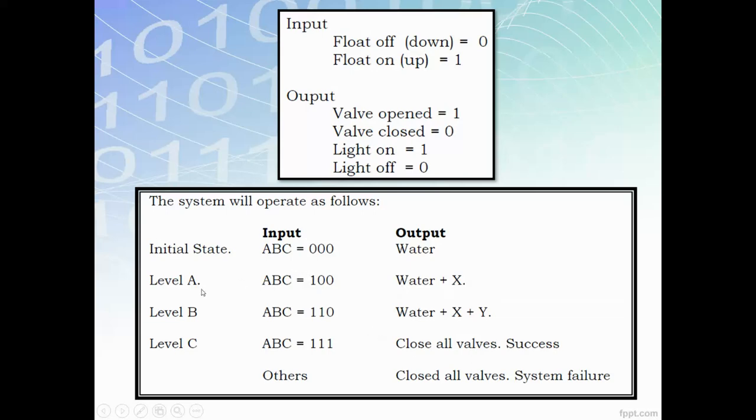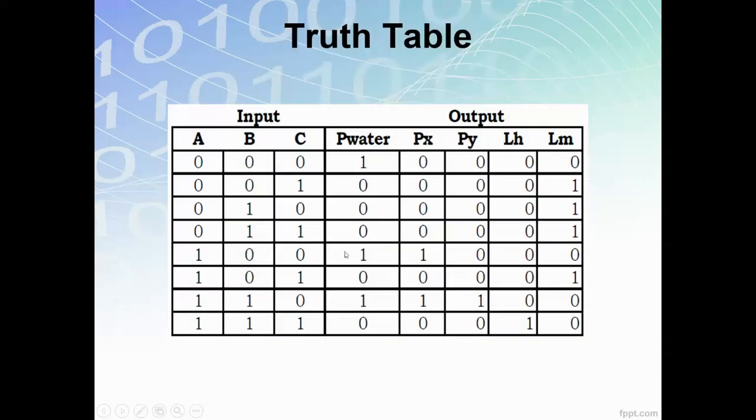Okay, maksudnya kalau dia level A, okay, so water plus X akan menyala. Or B, water 1, 1 and 0, water plus X plus Y akan menyala. Dan level C is 1, 1, all the close on all bulbs. Okay. So dekat sini bila output dia 001, which is C yang pelampung kain tak menyala, tapi C menyala, maksudnya dia rosak lah. So the rest will be 0 and the red light will be on.